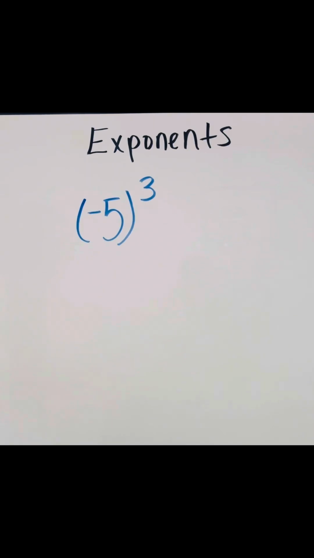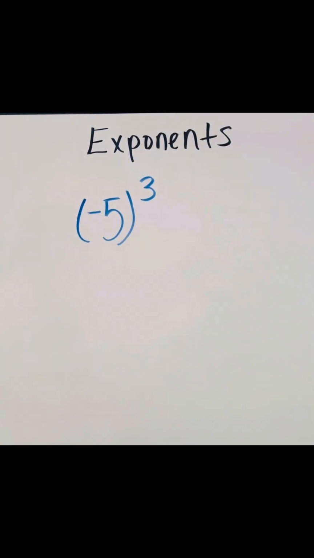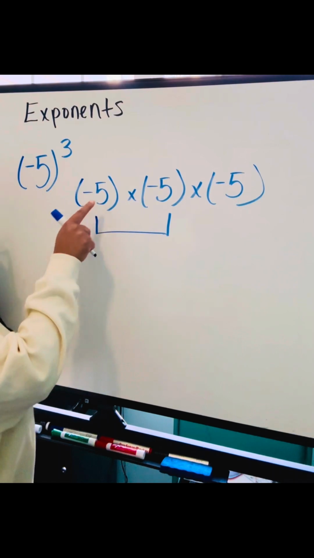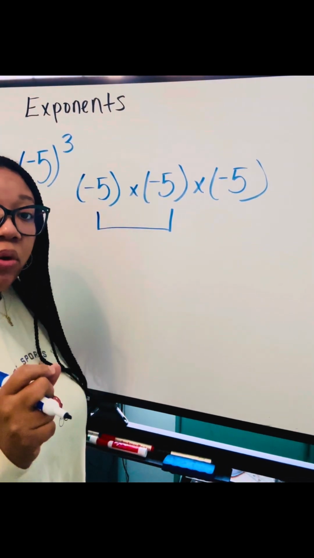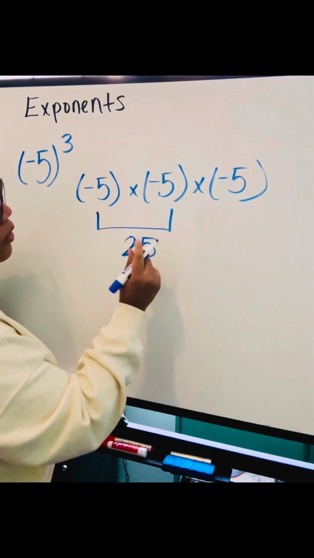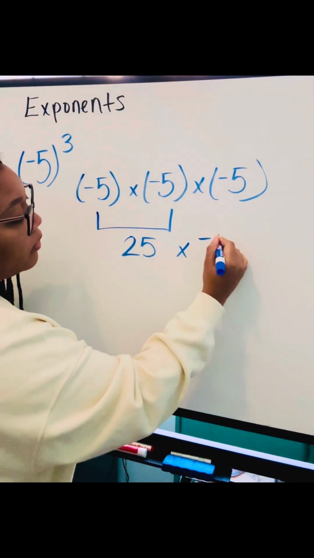-5 to the third power, or -5 cubed, is written as -5 raised to the third power. The base is -5, and the exponent is 3. The exponent indicates that 3 -5s need to be multiplied. When we multiply two -5s, remember when it comes to our integers, two negatives equal a positive. So right here we will have positive 25, and then we will take this positive 25 and multiply it by the -5 right here.